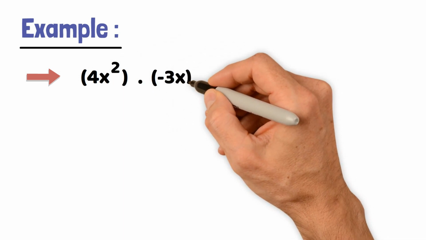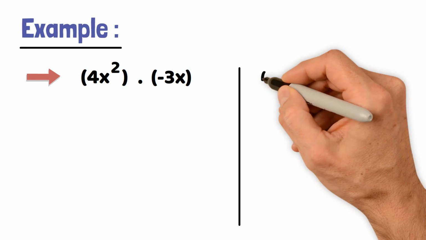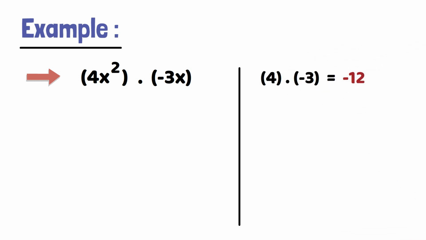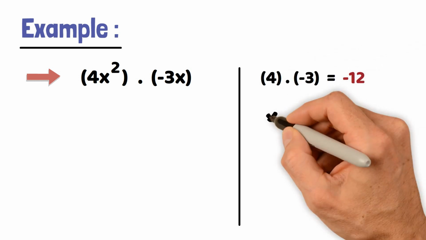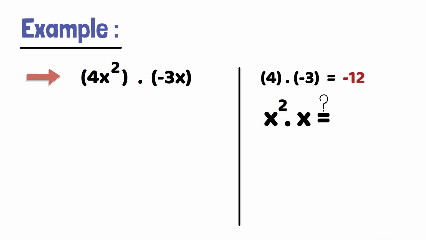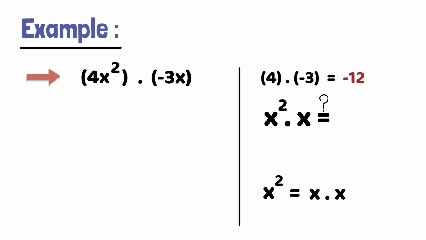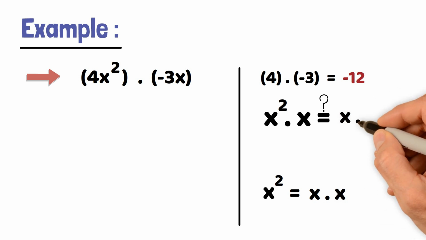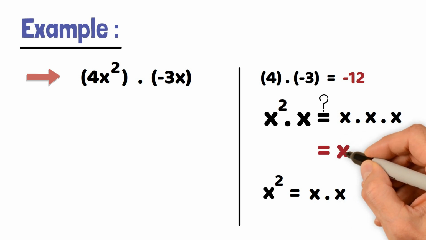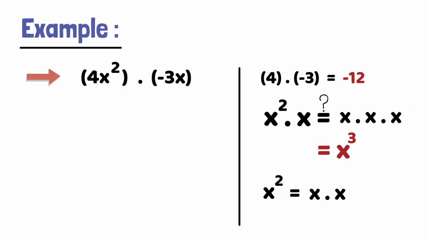Another example. Let's multiply 4x squared times negative 3x. We know that 4 times negative 3 equals negative 12. Now we need to figure out what x squared times x equals. Remember that x squared equals x times x, so x squared times x equals x times x times x, which is x to the third power. Therefore, the answer is 4x squared times negative 3x equals negative 12x to the third power.